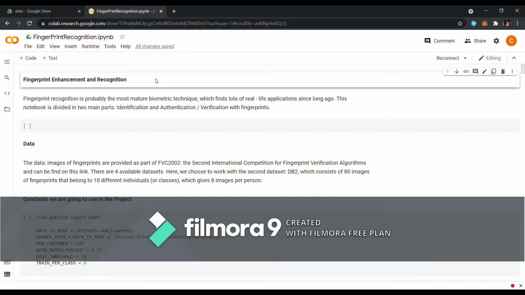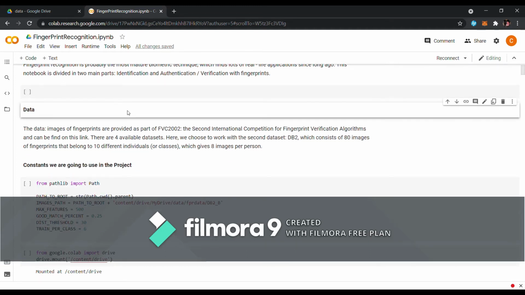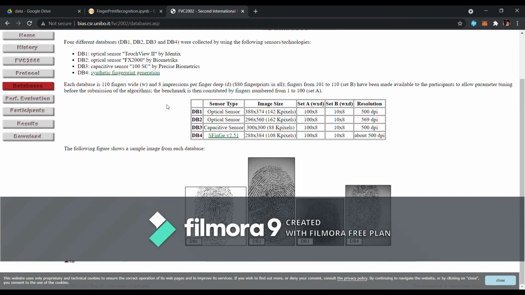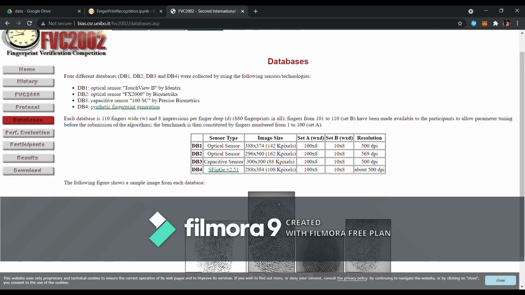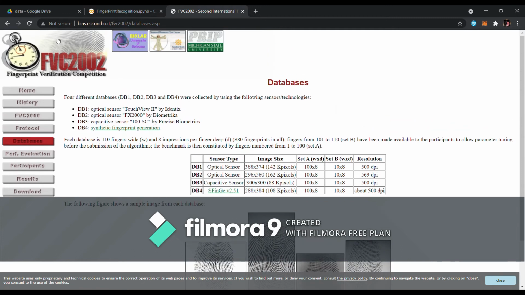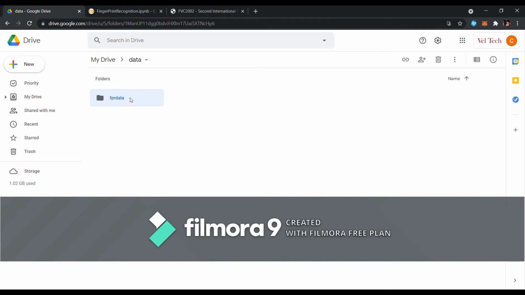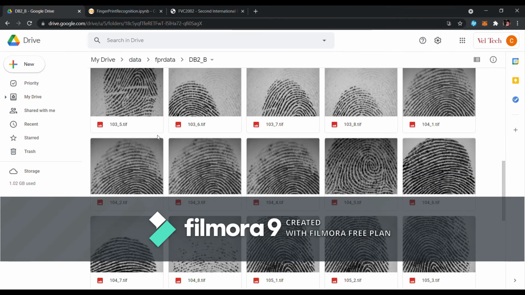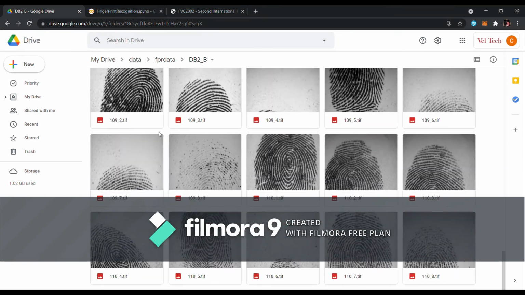Here, images of fingerprints are provided as a part of Fingerprint Verification Competition 2002, the second international competition for fingerprint verification algorithms, and can be found on the link in the description. There are 4 available datasets here. We choose to work with the second dataset, database 2, which consists of 80 images of fingerprints that belong to 10 different individuals or classes, which gives 8 images per person.